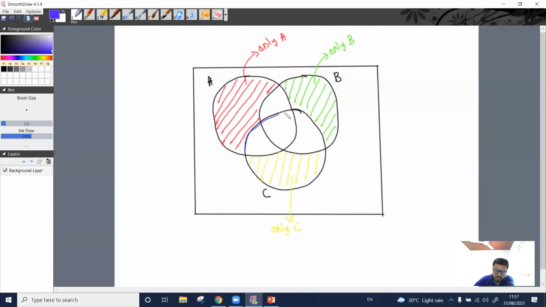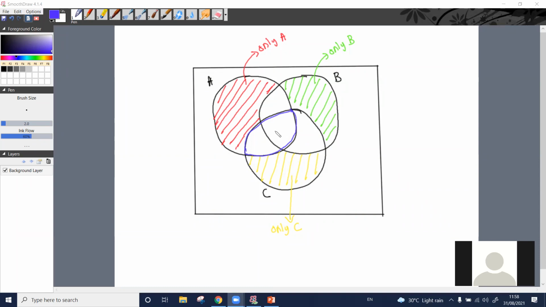What about this area? What is this? A and C. The area belongs to A and C. Yes, the area belongs to A and C. What about this then? This is what? Yes, area belongs to A and B.